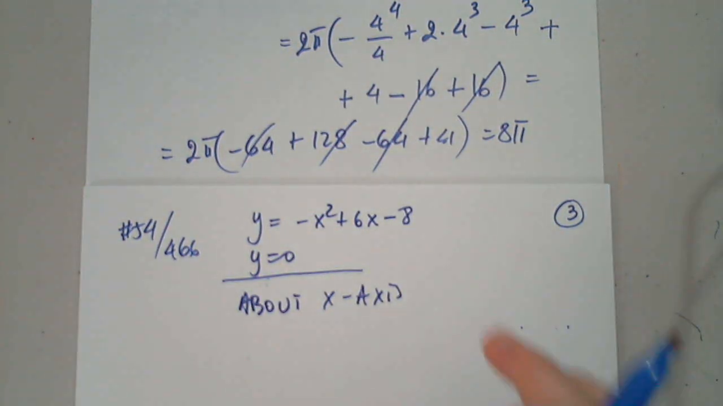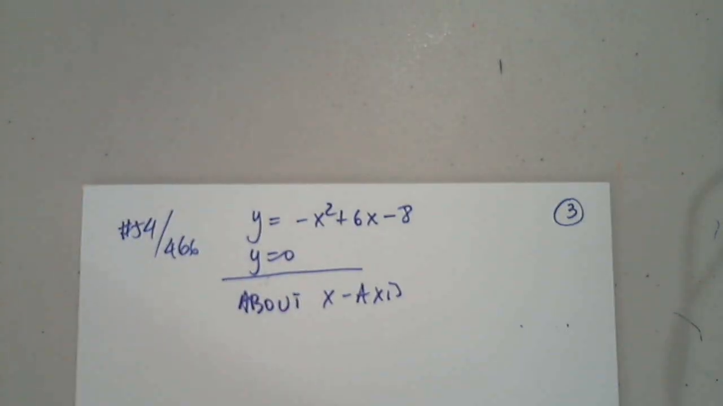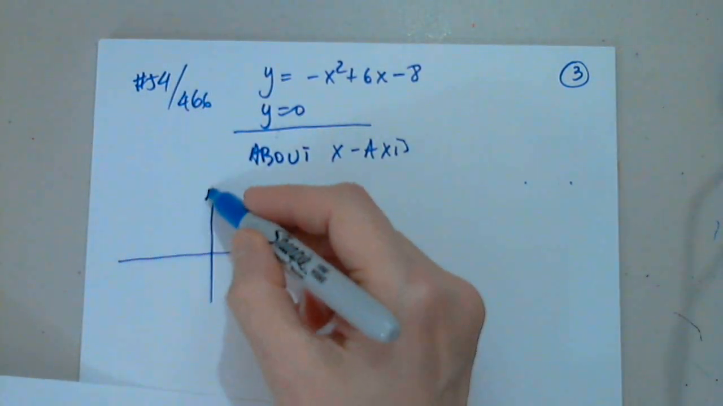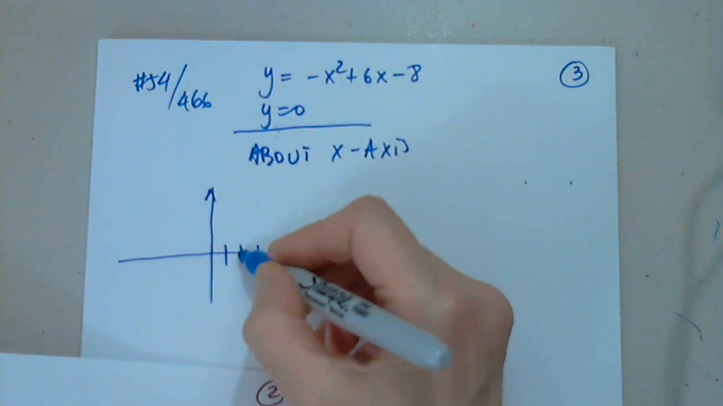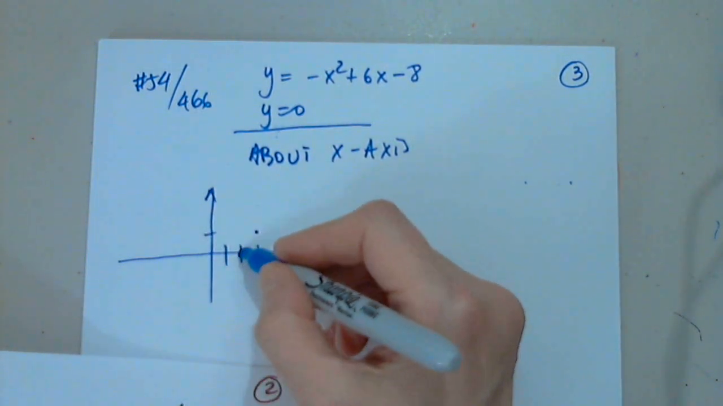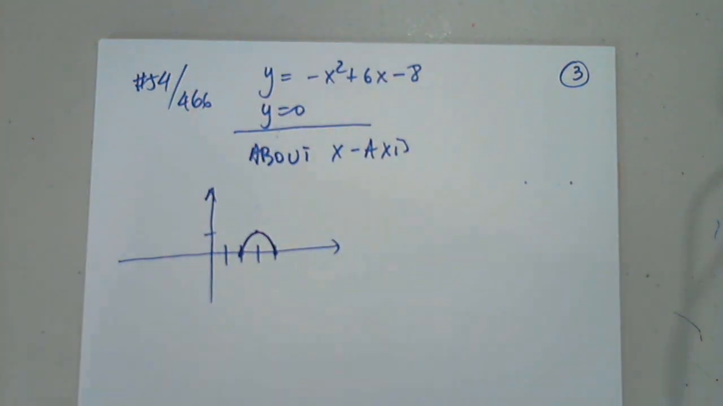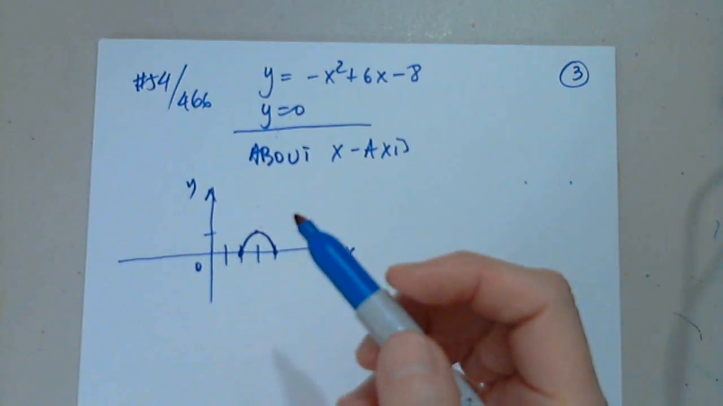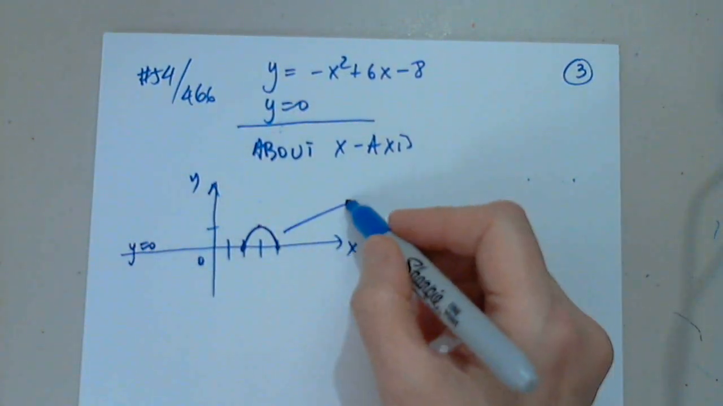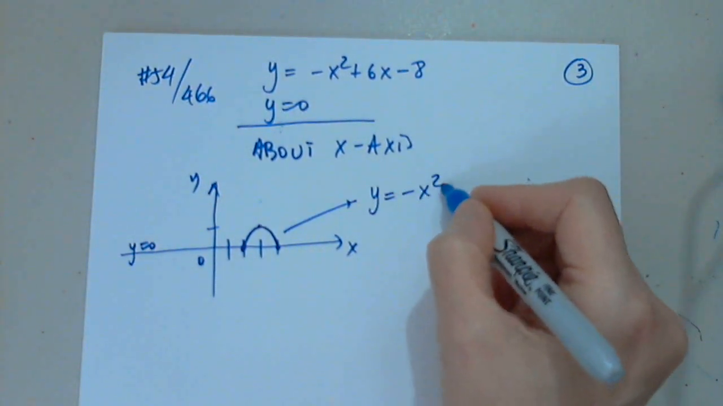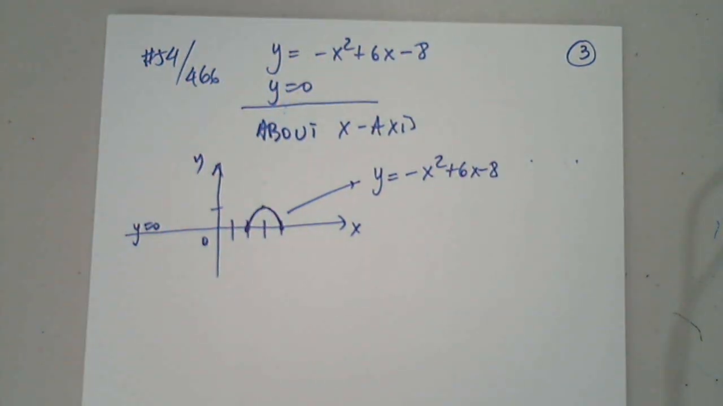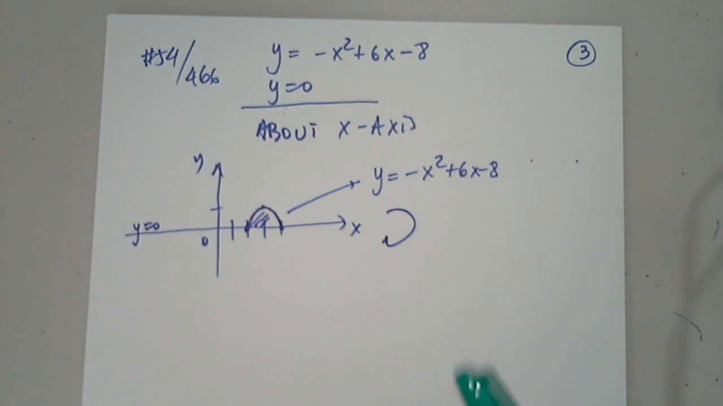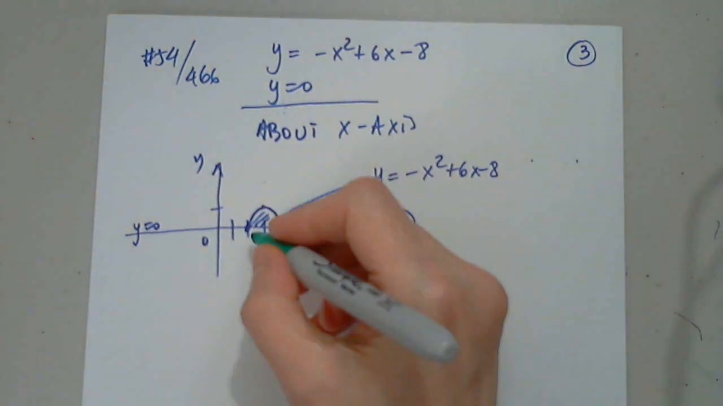I'm going to copy the graph because we already have it. So let me copy the graph. I'm just going to copy what I need right now because we went through all this process already. That's all I need. So this is y equals 0, and of course this is the function y equals negative x squared plus 6x minus 8. And this time we are rotating it with respect to the x-axis, they say. Okay, fine.